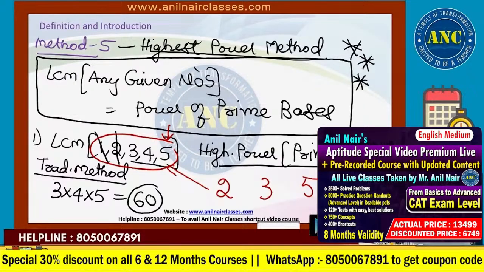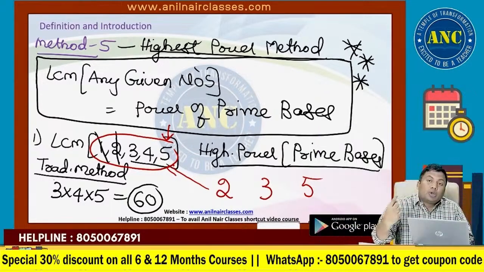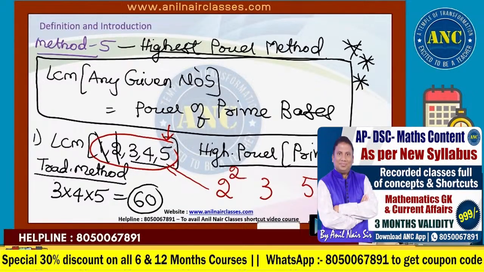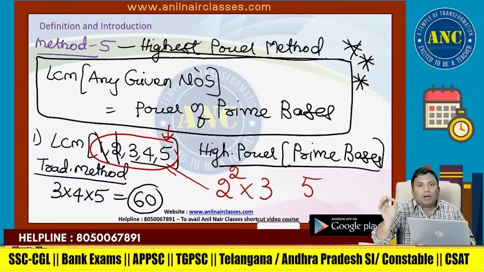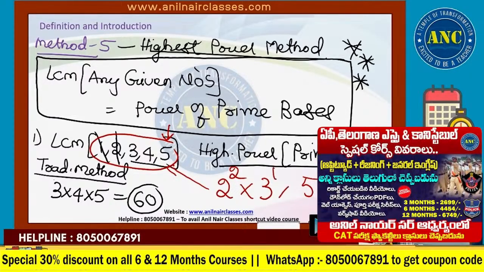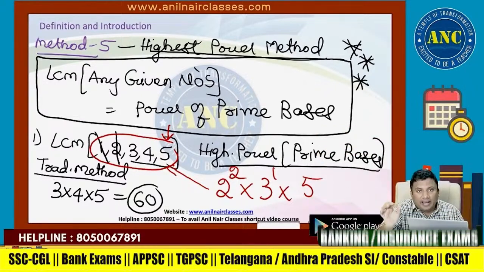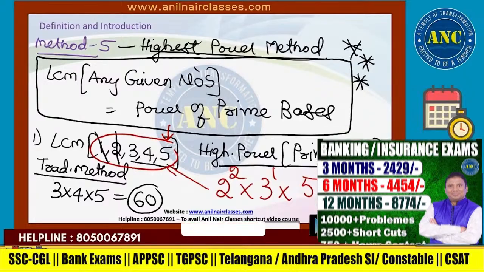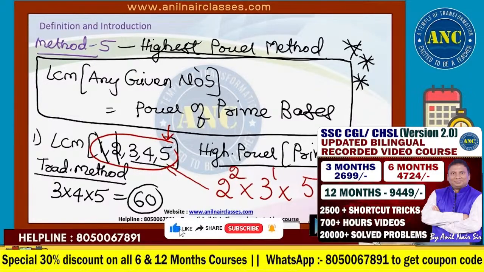What is 2 square? 4. What is 2 cube? 8. 2 cube is exceeding the highest value. Take the value 2 square. Next comes 3. What is the highest power of 3 till 5? 3 square is 9. 3 power 1 is 3. So it is 3 power 1. What is the highest power of 5 till 5? It is 5 power 1. 4 into 3 is 12. 12 into 5 is 60.